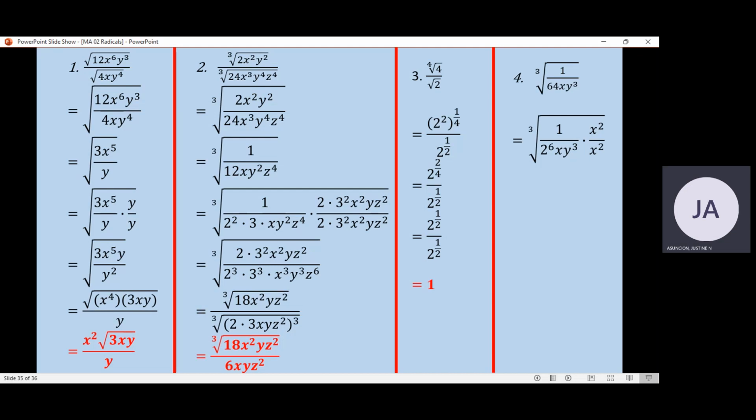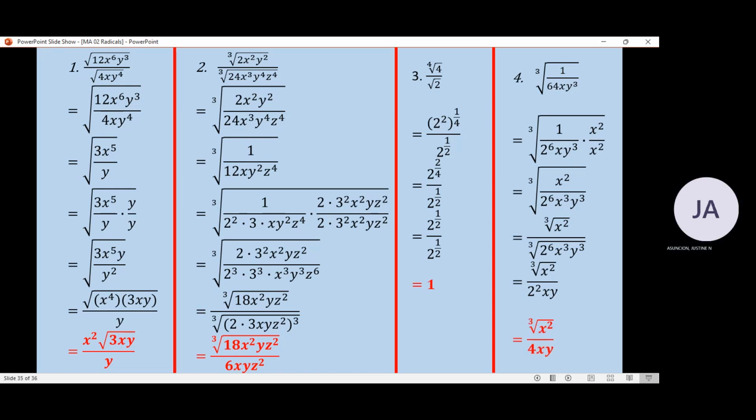Since 64 can be expressed as 2 raised to 6, we can get the cube root of that, and also of the y cube, right? So all we need to do is multiply both numerator and denominator by x squared. As you can see here, we have the cube root of x squared over the cube root of 2 raised to 6 x cube y cube, which is simply 2 squared xy for our denominator. Therefore, we have the cube root of x squared all over 4xy.